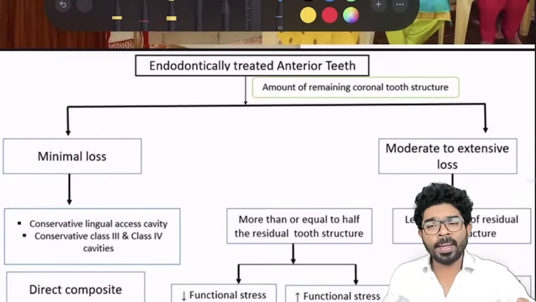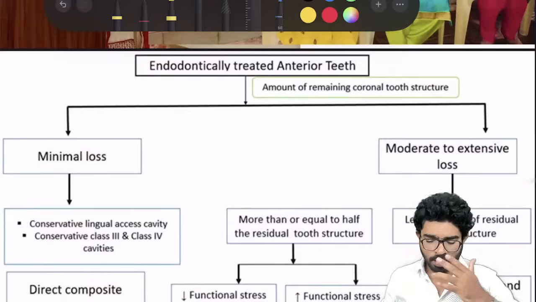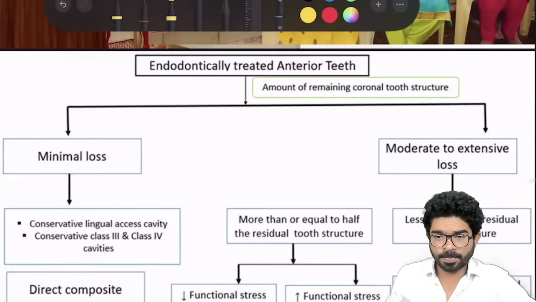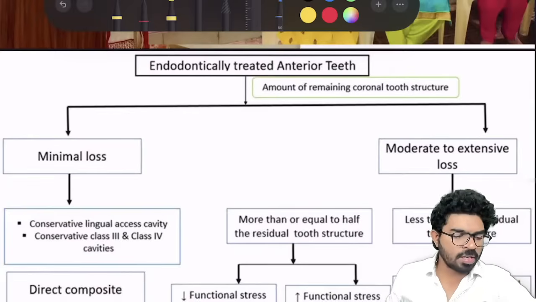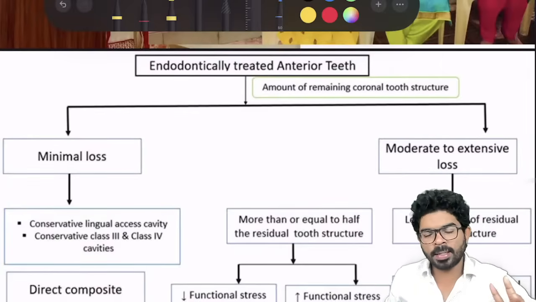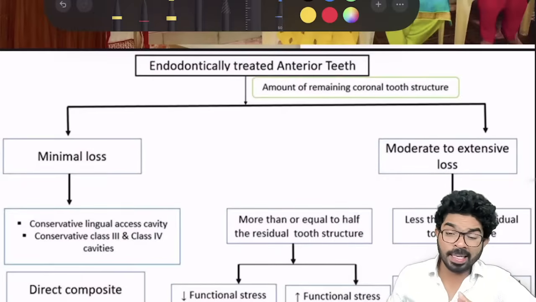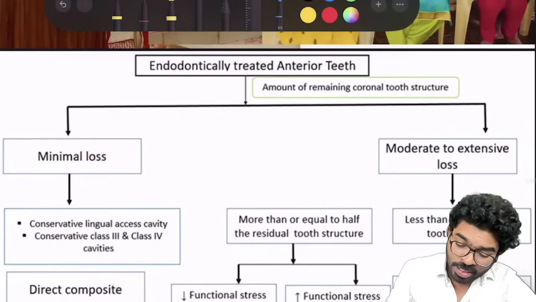But whenever this happens to the anterior teeth, can anyone tell me what is the major cause of loss of strength to the tooth structure during root canal therapy? You know that the tooth structure is lost, or the strength of the tooth is lost. So what is the major reason? A very frequently asked question.